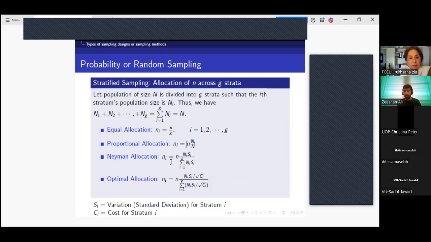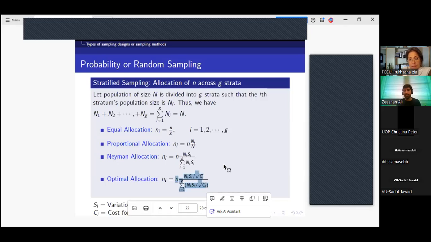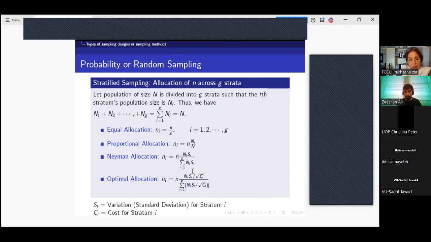And sometimes when we select the sample, we should also think about variation. If there is large variation in a group or stratum, then we usually pick more units from it so that we get a representative sample from that group. If we have less variation in a stratum, then we can pick fewer units, which would be enough to represent it. Researchers also consider cost when selecting a sample in stratified sampling. If some groups or strata are costly, then we should try to get a smaller number of samples from that group. These are the formulas that I've explained in a theoretical way.